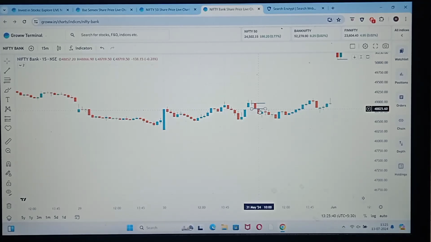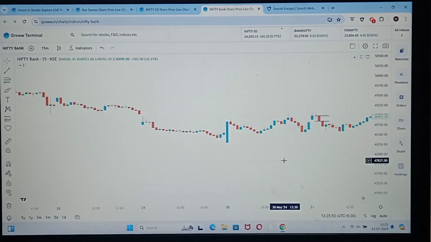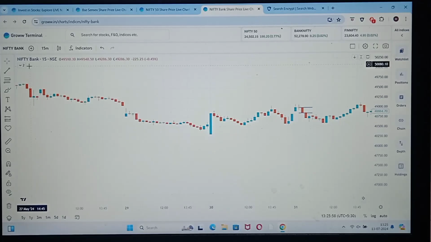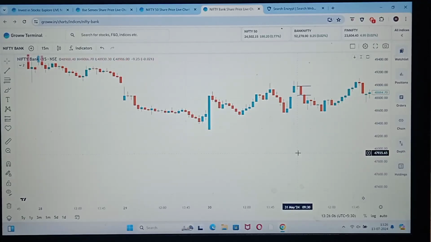Around 48,825 mark, easily got 100 points, 80 odd points. We can easily take 30%, 40% we can capture this easily, 30-40 points we can fetch. And again you can see a downside rally, so we will be trailing our stop loss and we will be booking our profits easily, 100 points.